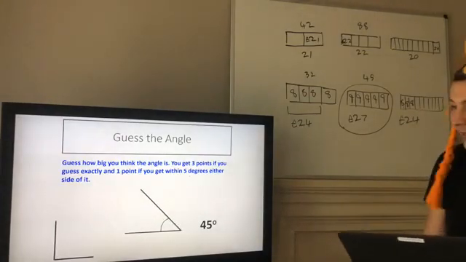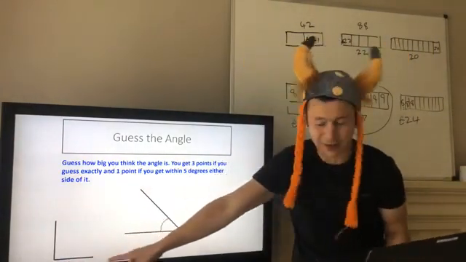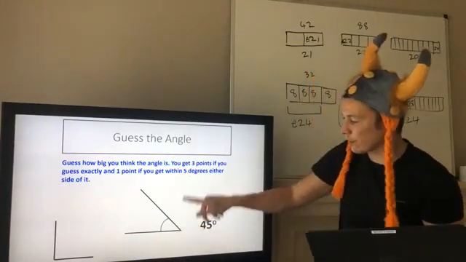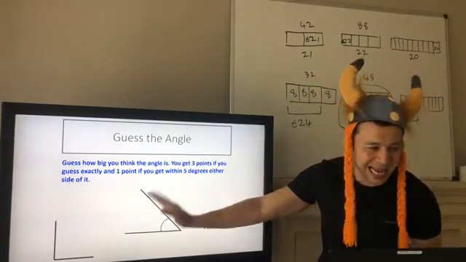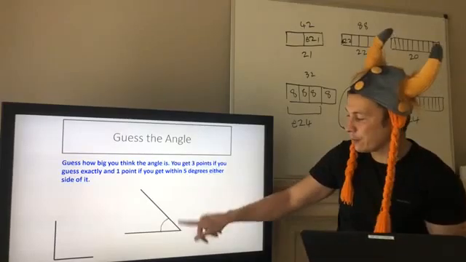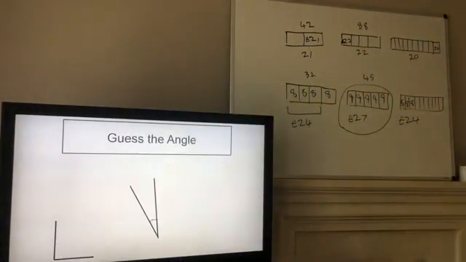93 degrees. No, it's got to be smaller than that, but that's a right angle there, isn't it? That's a right angle. So if that's a right angle there, it's definitely less than 90, isn't it? Okay? Compare with 90. Right, next one.